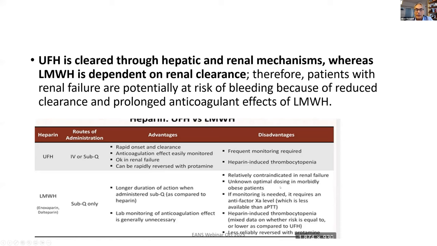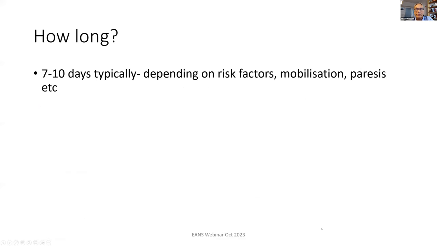There's always something else in medicine. If you use unfractionated heparins, they're cleared by hepatic and renal mechanisms, but low molecular weight heparins are basically only on renal clearance. So if you have patients with renal insufficiency, then there may be a role for unfractionated heparin. And we can give them, depending of course on the risk factors, mobilization of the patient, paresis and other risk factors, typically for 7 to 10 days as a standard for the prophylaxis.